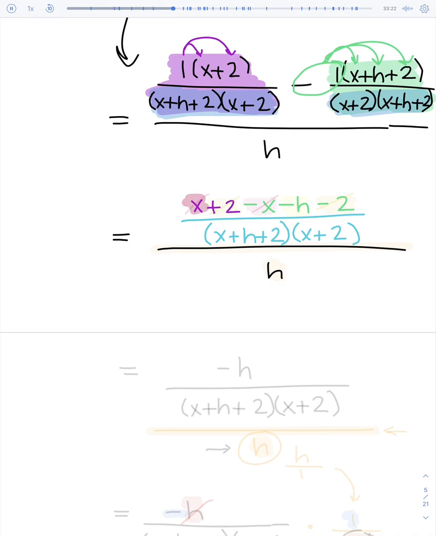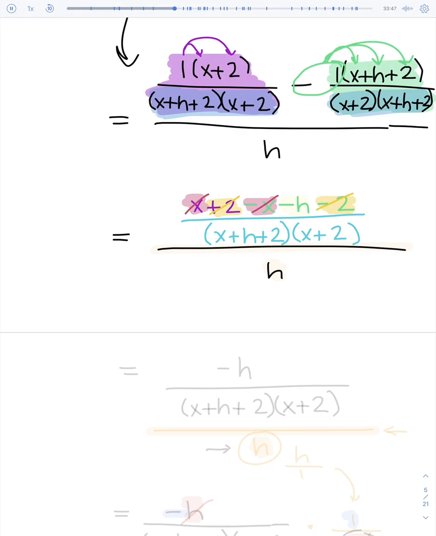Well, notice now we have an x and a minus x. So what will they do? They'll go ahead and cancel. What also do we have? We also have a plus 2 and a minus 2. So those are identical but opposite signs, so those will cancel out as well. And we are getting there.